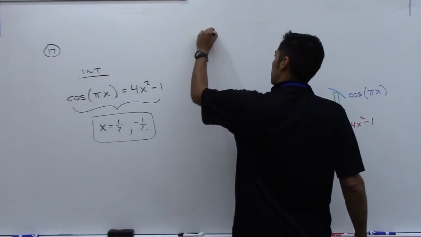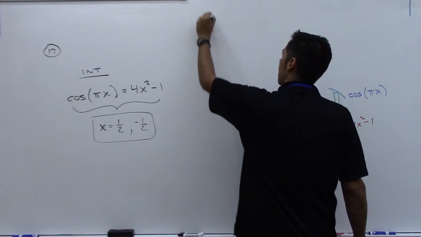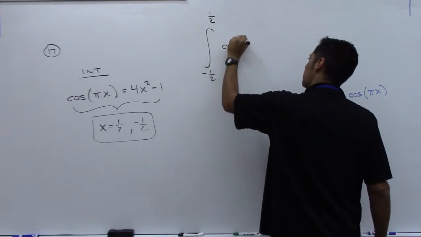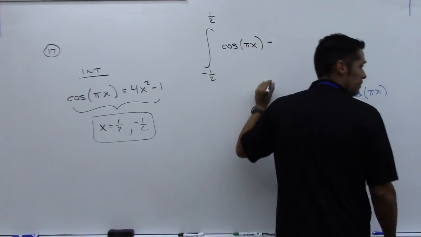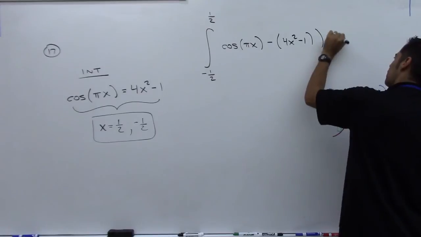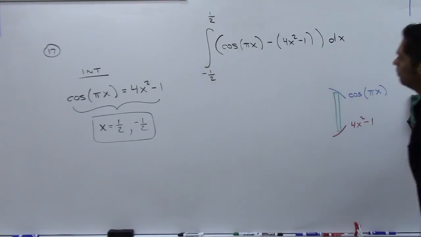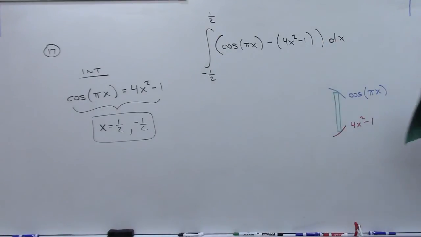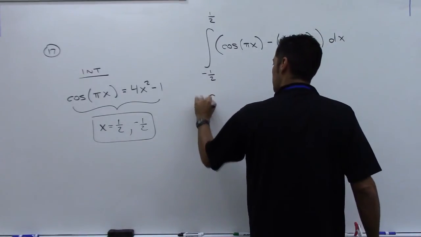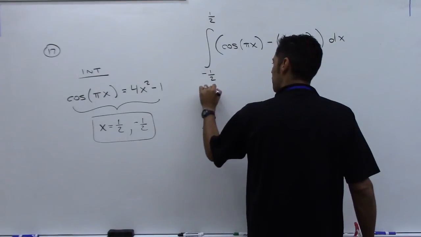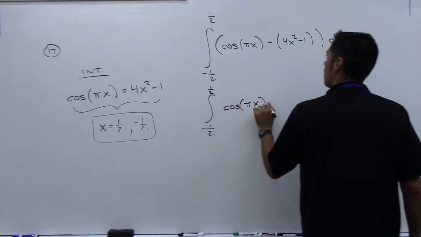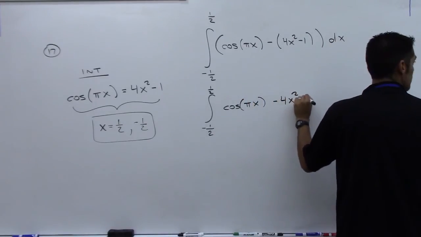All right, so I know that the integral starts at negative 1/2, stops at 1/2, and I know it's the top function, cosine pi x, minus the bottom function, which is 4x squared minus 1 dx. I put the 4x squared minus 1 in parentheses. I'll go ahead and integrate this. Well, let me distribute that negative sign through first. This is just cosine pi x minus 4x squared plus 1.